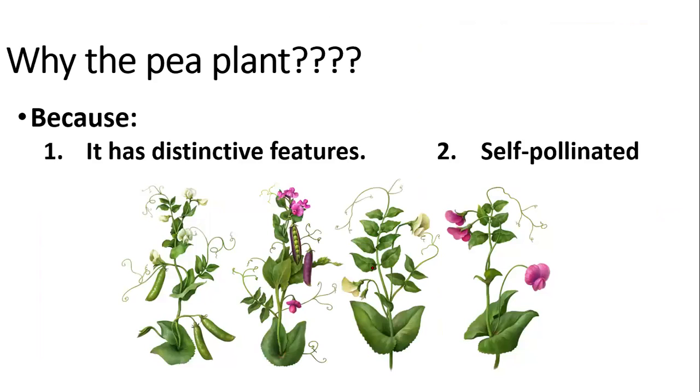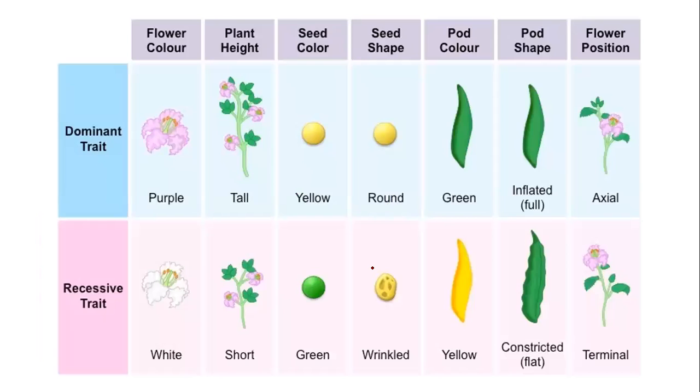So he picked the pea plants. We all know them, so delicious. Why did he pick the pea plants? Because of two reasons. Number one is that they have distinctive features that are really obvious to know. If you look here, he had two types of pea plants, one with a purple flower, the other one with a white flower.